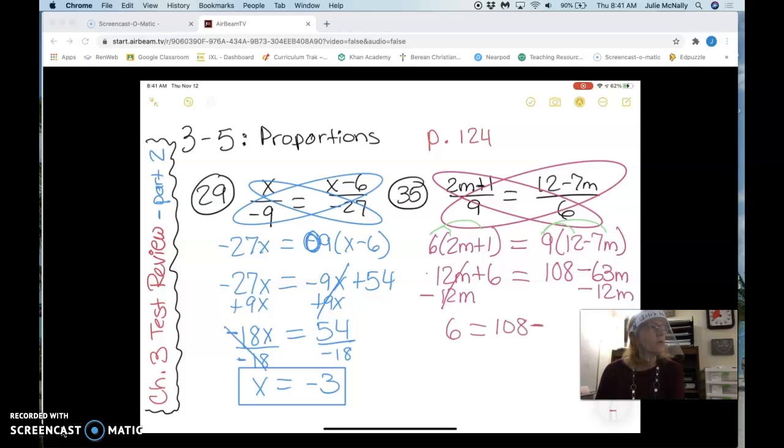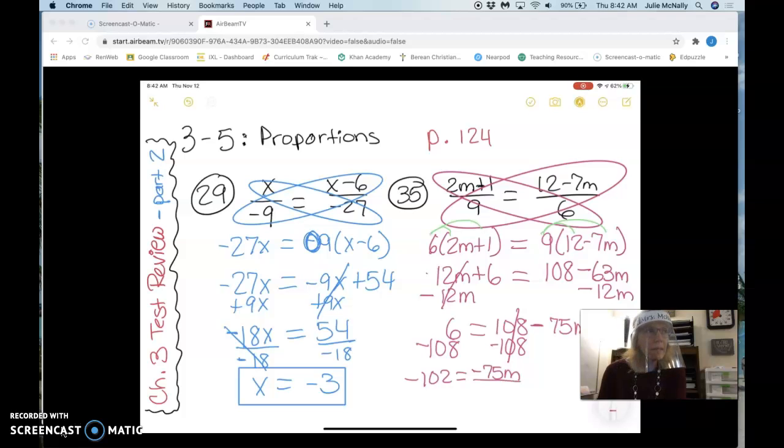What is negative 63 minus 12? It's negative 75. Okay. Now what? Now you move the 108, so it's minus 108. Yes. Good. Okay, and negative 108 plus 6. It's negative 102. Yep. 75. Don't forget the negatives. And then I do what?